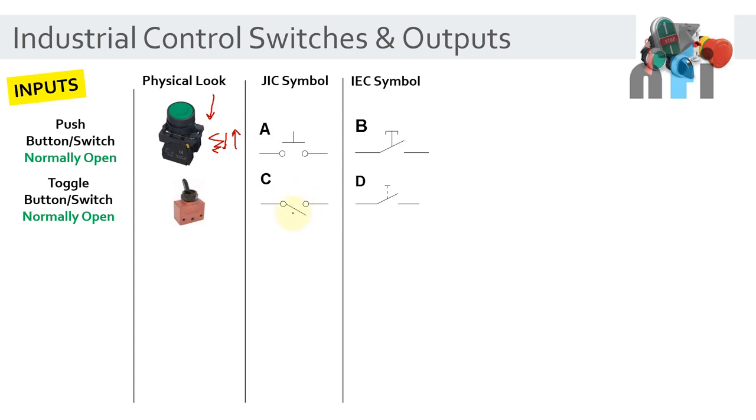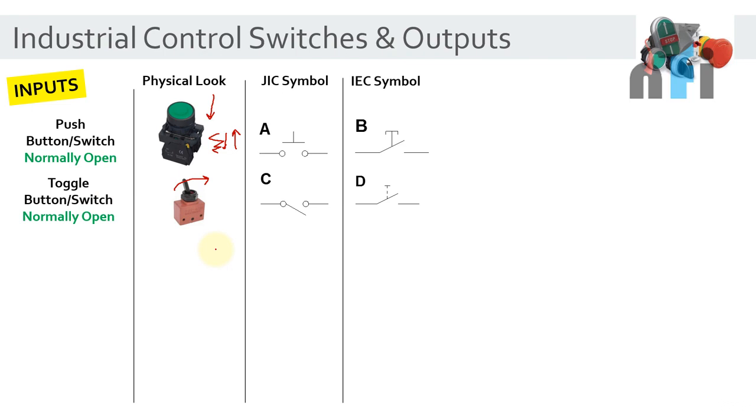But in the maintain button, there is no spring. When you press the button from here to here, it maintains the state. That's the difference. So if you need a push action, you can use a push button. For maintained action, you can use a maintain button or a toggle button.